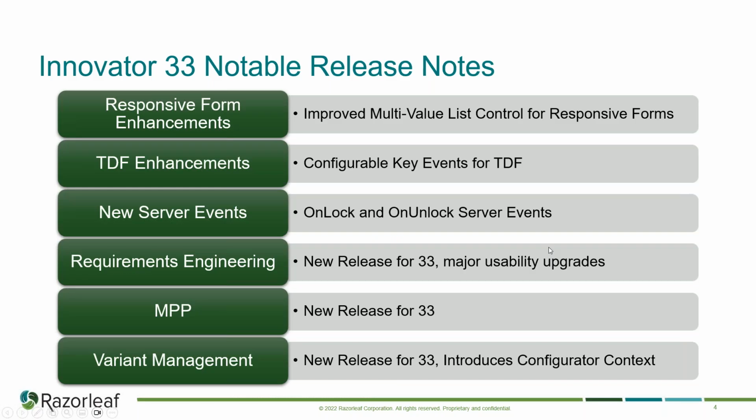So to start, we have Innovator 33, some of the notable release notes that came up from this release. First things first here, something that Aras has been pushing for the last couple releases and is still pushing for on these last two is really getting responsive forms up to the level of customization and functionality that the classic forms are. So in release 33, we got the ability to specify how we want our multi-value lists to pop up, whether they're a drop-down or a checkbox. We got added controls there.